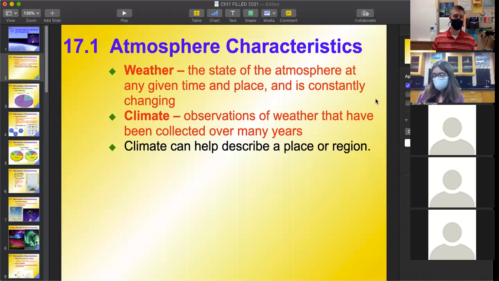I heard the comparison that climate is like your personality, whereas weather is more like your mood. Your personality is not going to change quickly, but your mood can. So it's kind of similar, if that helps at all.